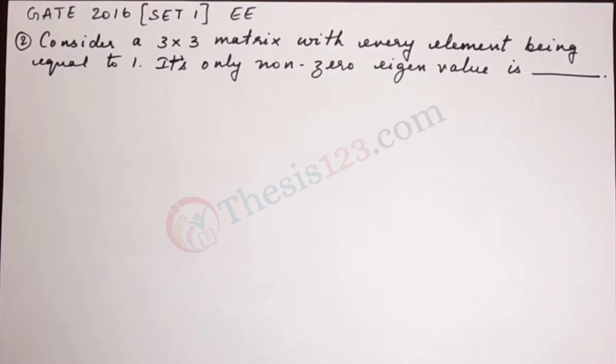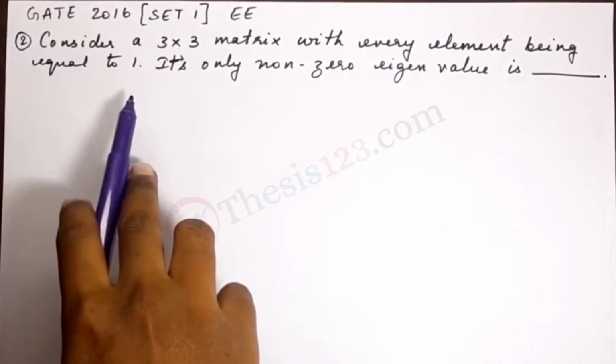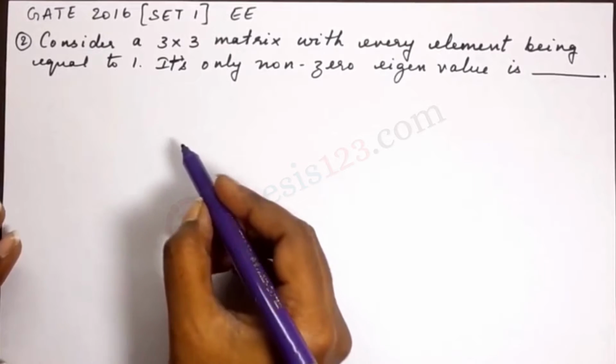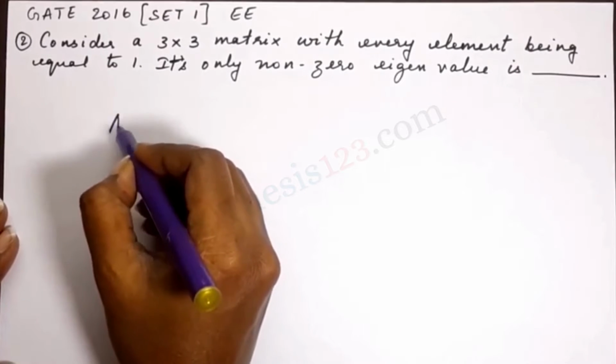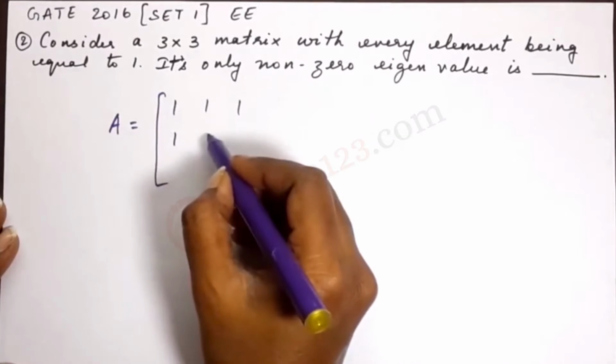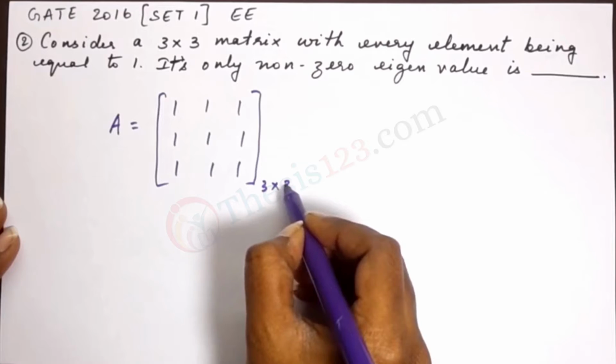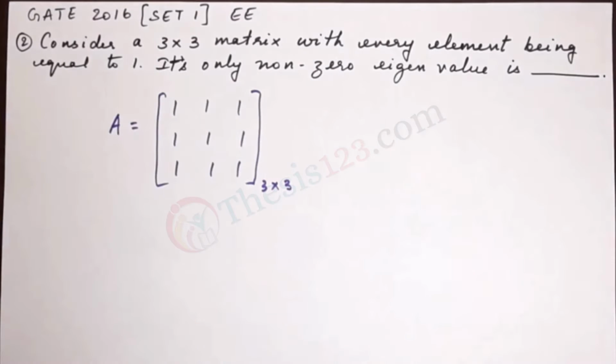This is the second question in the paper 2016 for SET1 for electrical engineering. It says, consider a 3 by 3 matrix with every element being equal to 1. So let's construct that. Let's call the matrix A. It's a 3 by 3, so all the elements are 1 here. Its only non-zero eigenvalue is dash.